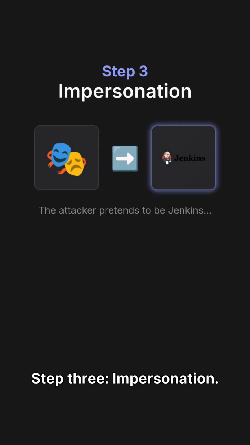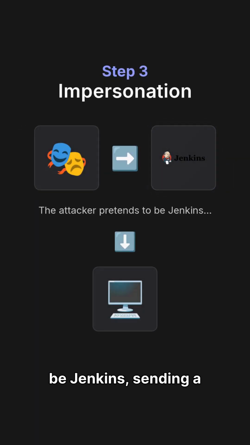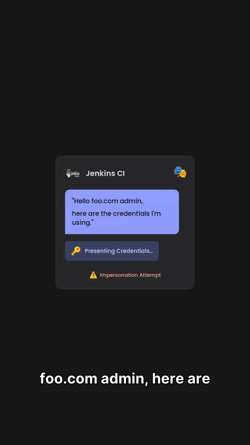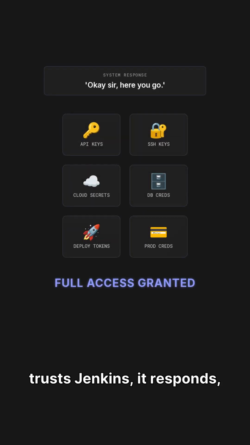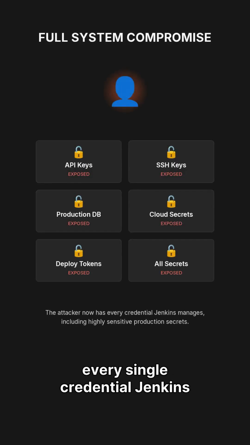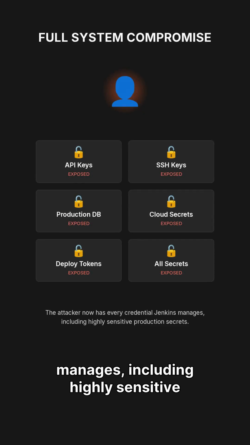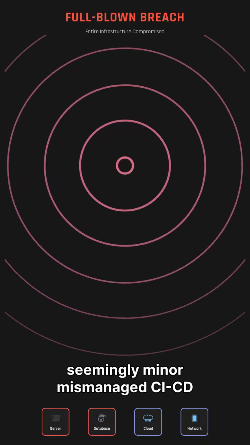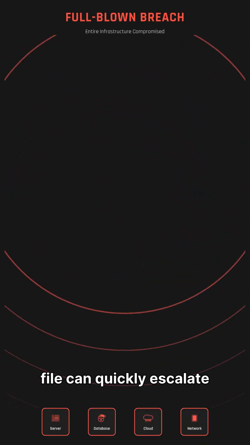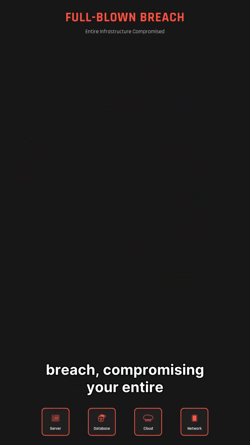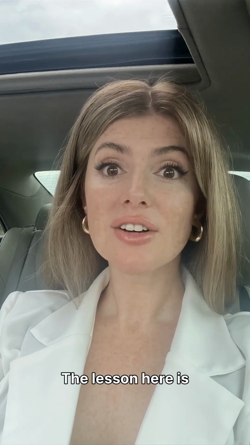Step 3. Impersonation. The attacker pretends to be Jenkins, sending a request to the system. They might say, "Hello foo.com admin, here are the credentials I'm currently using." And because the system trusts Jenkins, it responds, "Okay sir, here you go," granting full access. Just like that, the attacker gains access to every single credential Jenkins manages, including highly sensitive production secrets. This demonstrates how one seemingly minor mismanaged CI/CD file can quickly escalate into a full-blown data breach, compromising your entire infrastructure. The lesson here is clear.